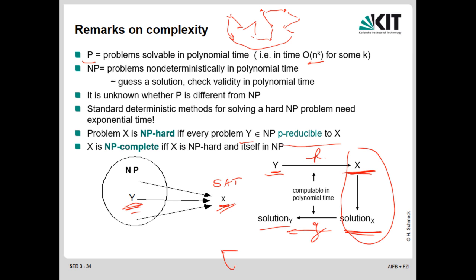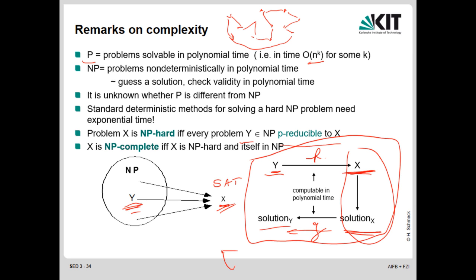And all those problems which are NP-hard and which are themselves in NP are called NP-complete. Those obviously are the hardest problems in NP because they are as hard as all the other problems in NP. This is shown by this reducibility, and they themselves are also in NP.